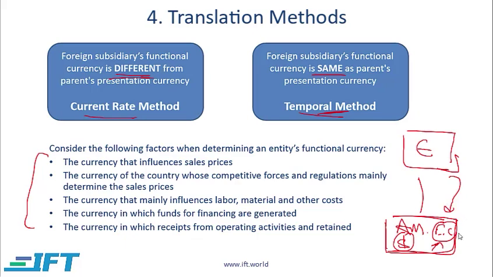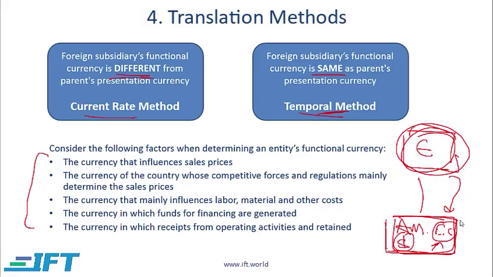product is being sold at a price which is determined based on the dynamics in the euro market. And let's say that the salaries are also based on European salaries. Then we could say that even though goods are being sold in America through this subsidiary, the functional currency is the euro.